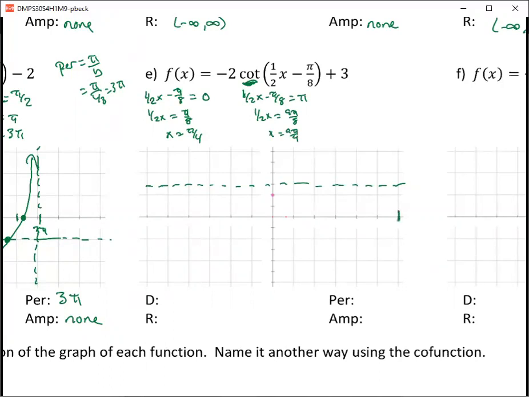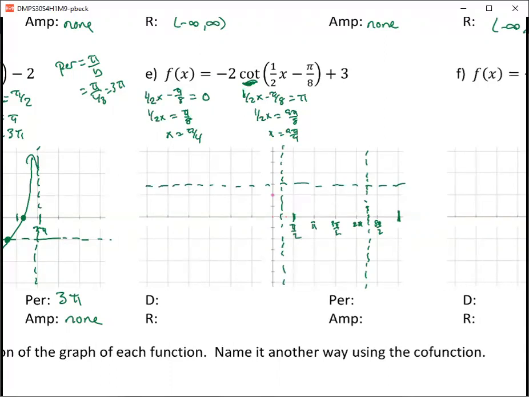Now I only have 6 boxes on here, so I don't want to go by pi over 4s because then I'm way off my graph. So we are going to go by pi over 2s, and this is going to be a little bit of a compression of a graph. So pi over 2, pi, 3 pi over 2, 2 pi, then 5 pi over 2. So our end is going to be at 9 pi over 4, which is halfway there. Our beginning is at pi over 4. This is the beginning of our cotangent graph.